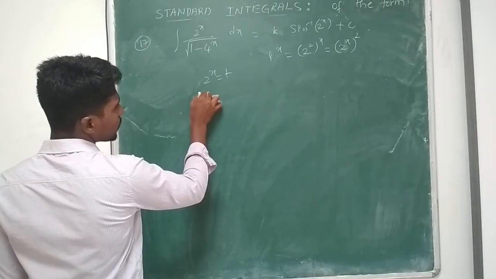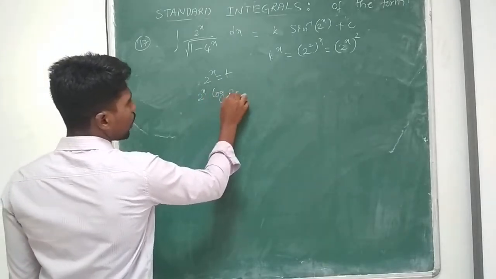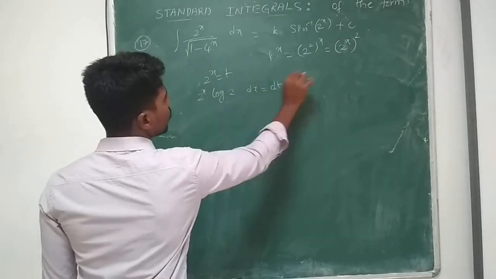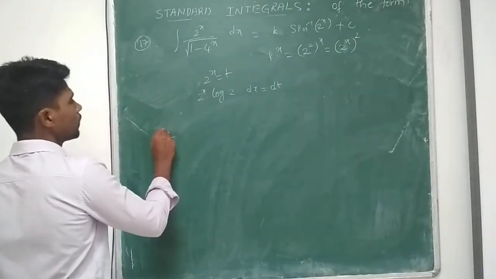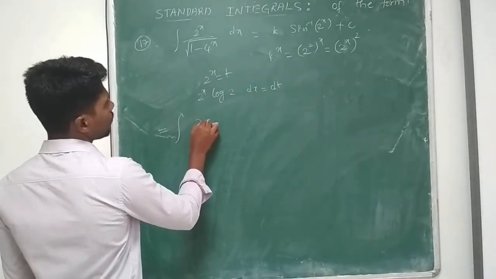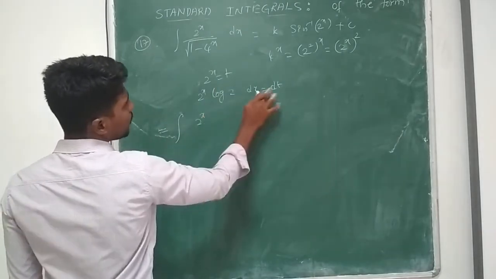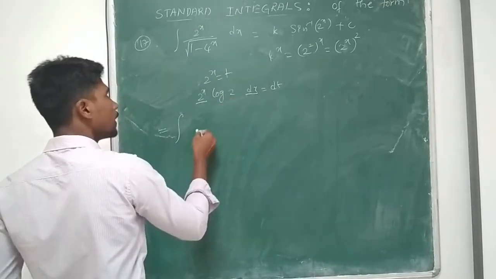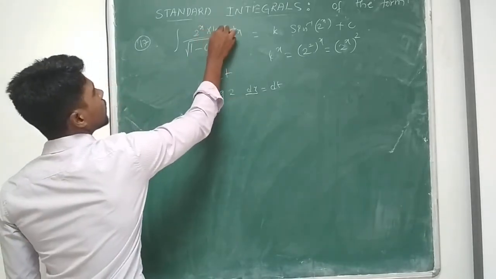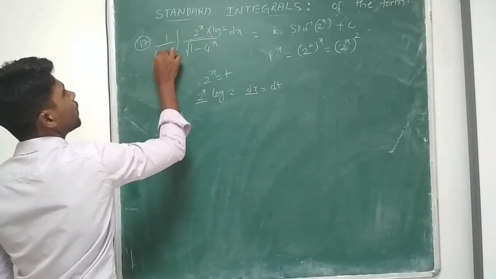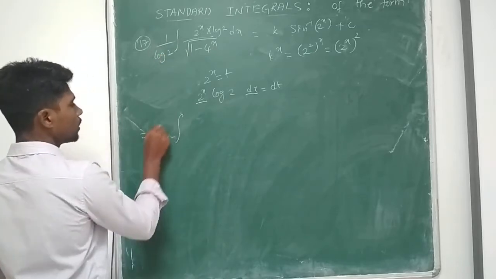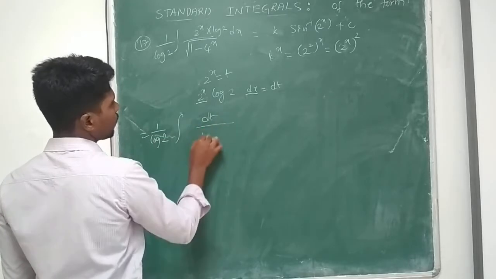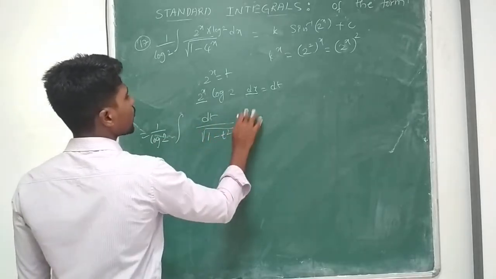Differentiate. A power x differentiation gives a power x into log a. In place of a I have 2, so 2 power x log 2 dx is equal to dt. Substitution: 2 power x dx can be written as dt. What about log 2? So I need to multiply and divide by log 2. So I get 1 by log 2 into dt by root of 1 minus t square.